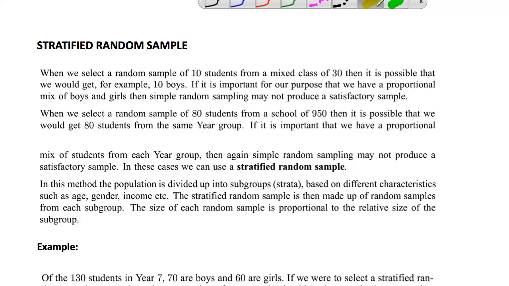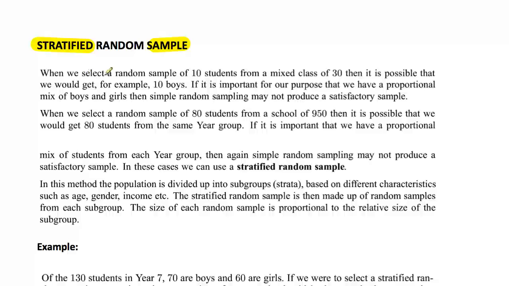In this lesson, we're going to have a look at another method of selecting a sample called a stratified random sample. Now, this concept of stratified comes from the idea of making sure you've got a fair selection of people from the population size. Let's have a look at the notes.